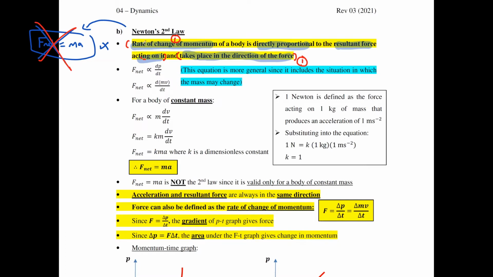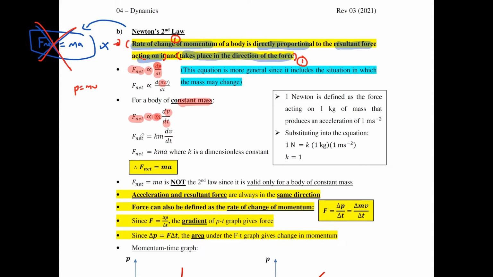Now, if you just look at the definition of Newton's second law written in equation form, it means this: resultant force is directly proportional to rate of change of momentum. Then you learned before this that momentum is mv. So p will change to mv here. So F net is directly proportional to d(mv)/dt. Now, if you have a body of constant mass, this m can be taken out. So you get F net directly proportional to m dv/dt.